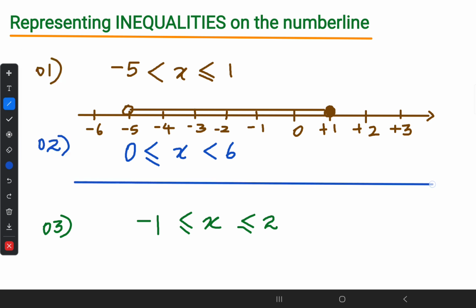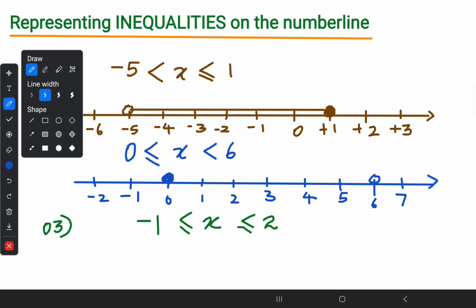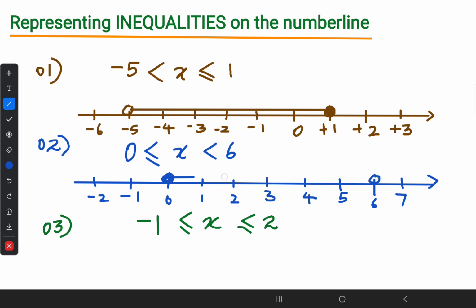We have 0 to 6. Over 0, draw a circle. Since the inequality has an equal, color this, and thereafter over 6, draw a circle. The inequality doesn't have any equal mark there, so we leave it uncolored, and color the in-between region. You can use a straight line to denote this.